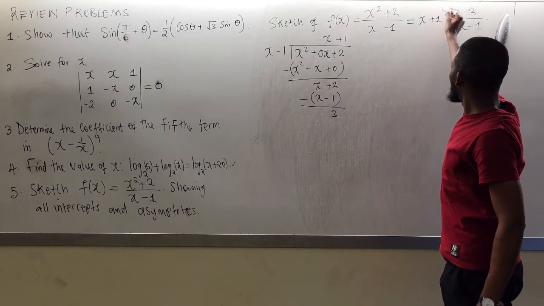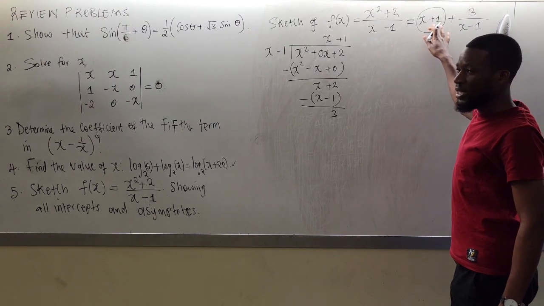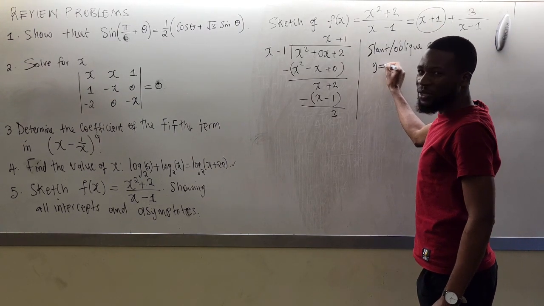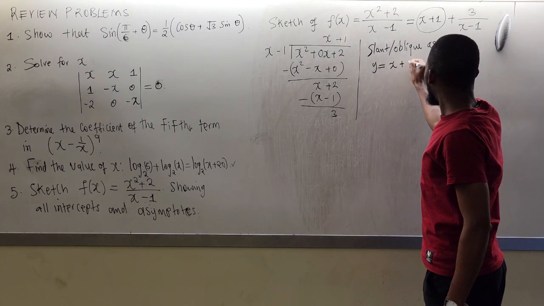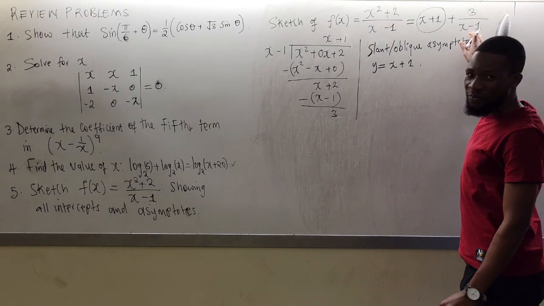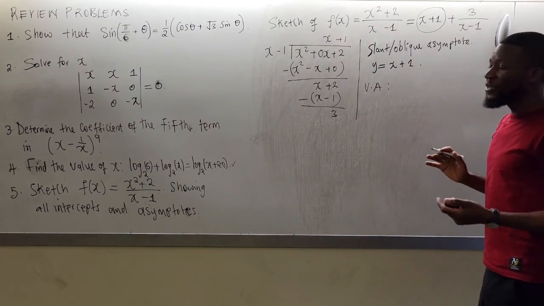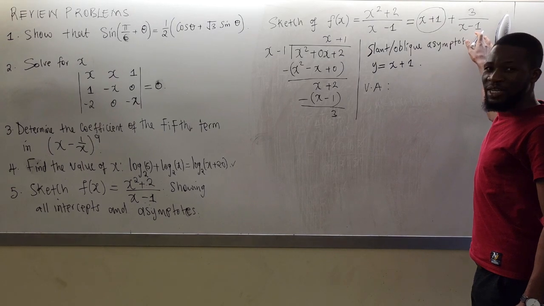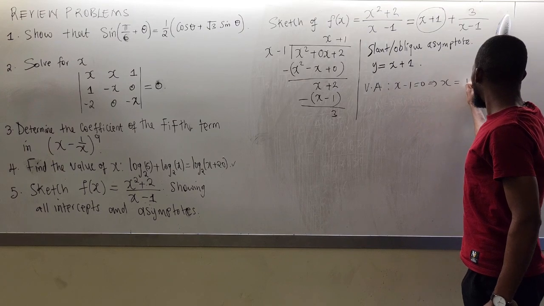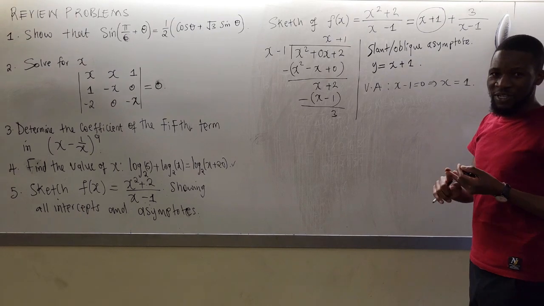Now, because we have that guy here, this would be our slant or oblique asymptote. So I will write y is equal to x plus 1. Okay, so I have that asymptote. Then now I'm looking for the vertical asymptote. The vertical asymptote occurs when the denominator is 0. So x minus 1 is equal to 0, which implies x is equal to 1. I have my slant asymptote, I have my vertical asymptote.